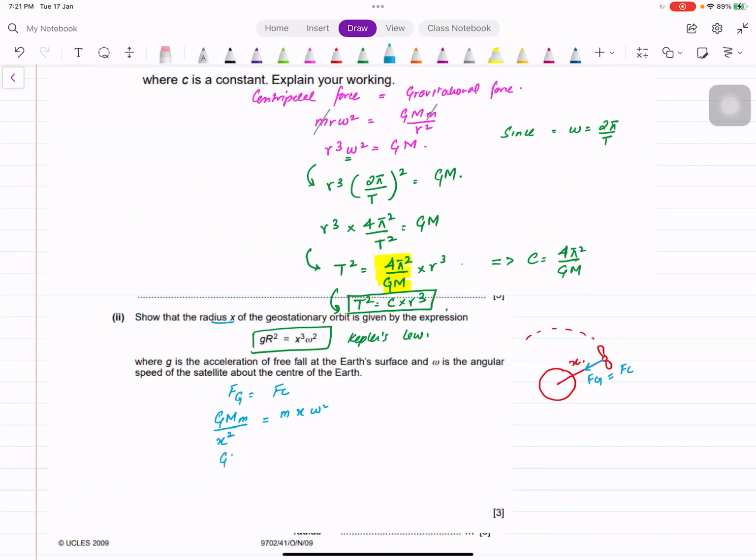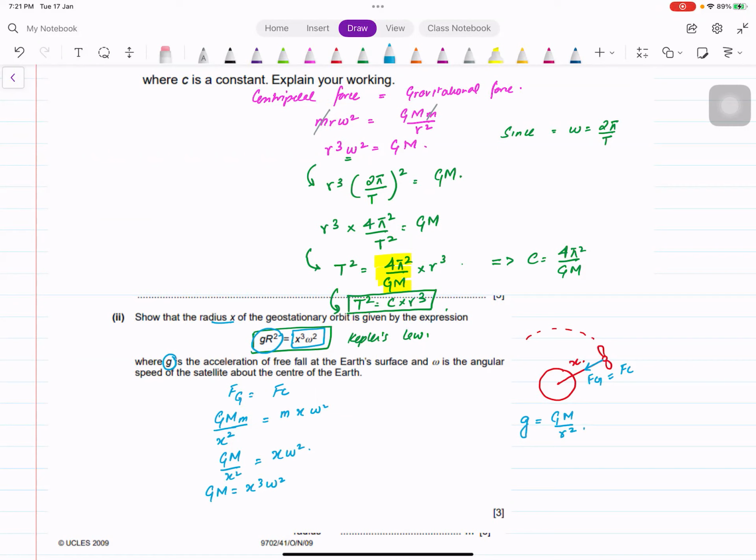M and m will cancel out, so it's going to be GM over x squared equals x omega squared. Now, if you look at this, this gives GM equals x cubed omega squared. This part is done, but the main issue is that here we do not have the same expression, because it says g is the acceleration of free fall at Earth's surface, and g is given by GM over r squared, as you already know.